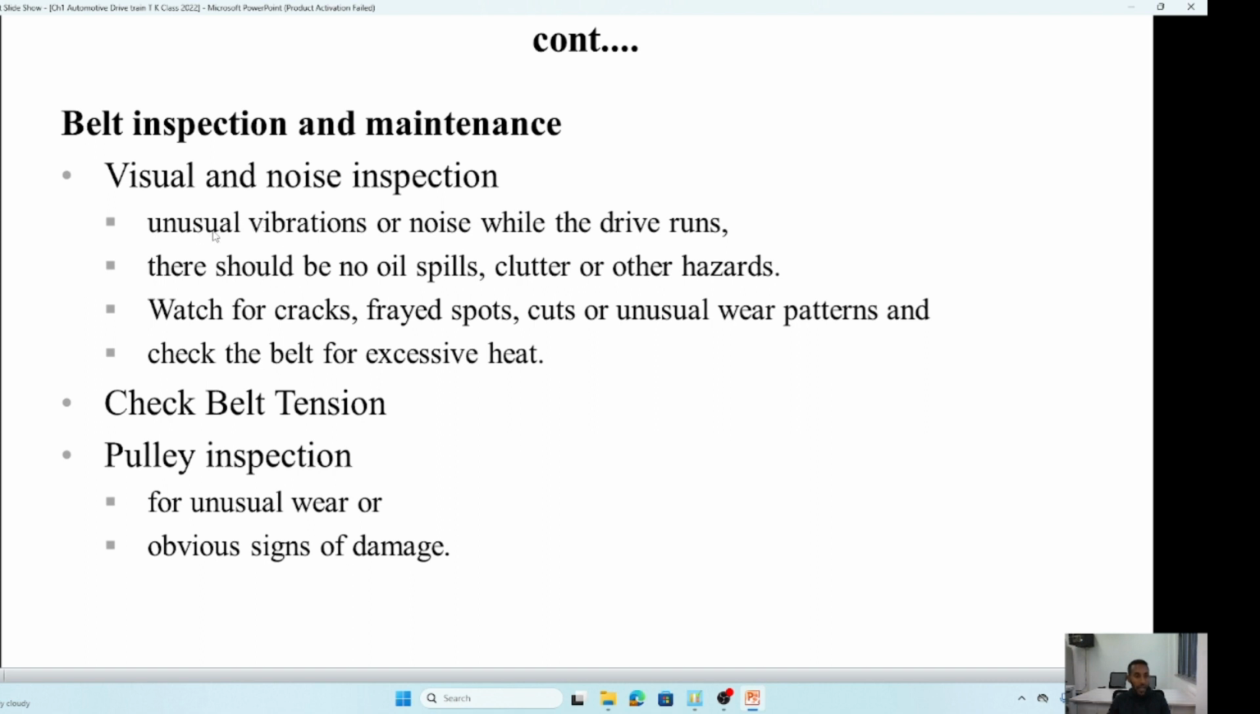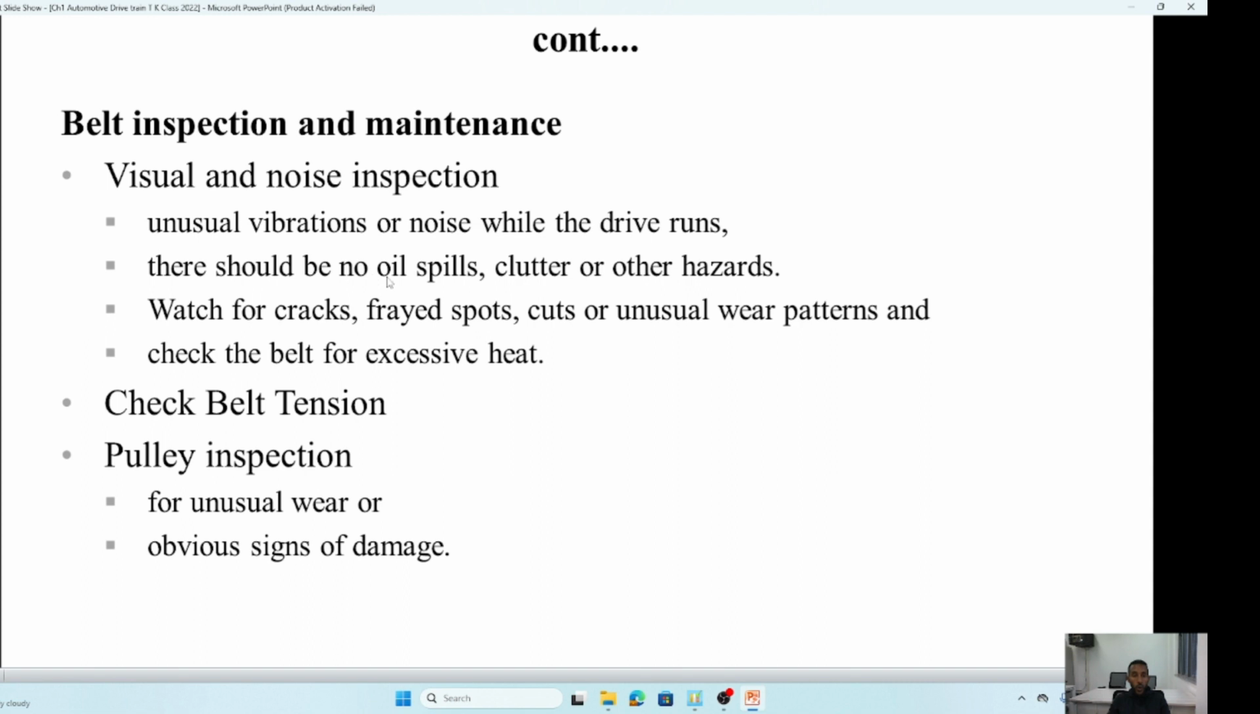If the belt has unusual vibration or noise while the drive runs, it's a really critical problem. Most of the time, the noise comes from slippage, and the vibration comes from wrong tensioning, and some noise will also come from the pulley's misalignment and the bearing inside the pulley. So we must look into that. If the noise is not easily identified on some rotating part, we must use some noise magnifying tools.